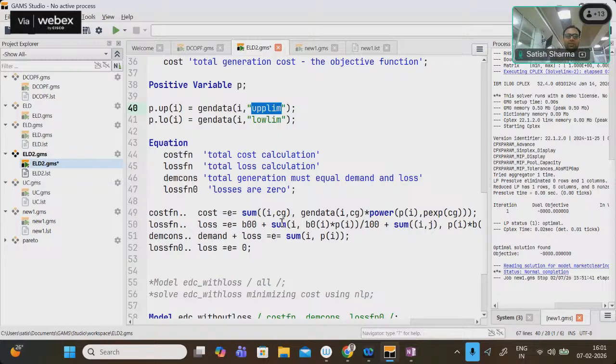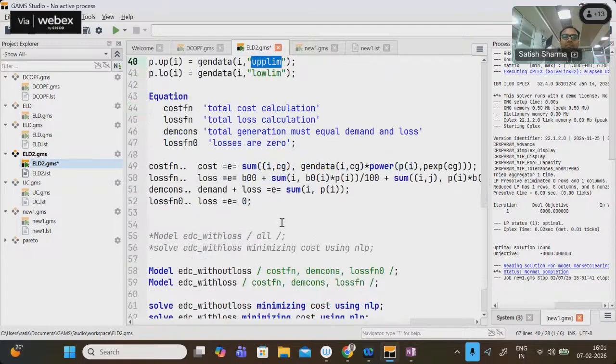Here I have defined certain equations, and one extra equation basically. So you can see the very first is cost equals to.